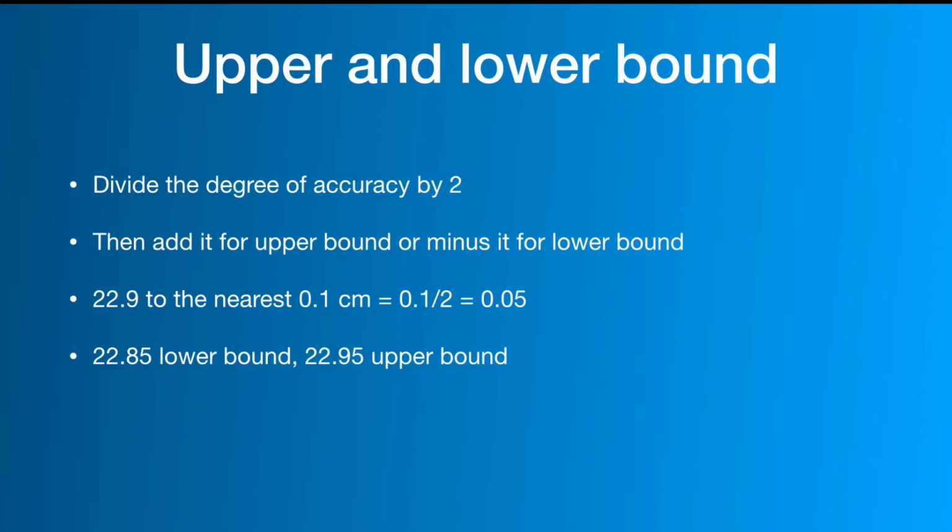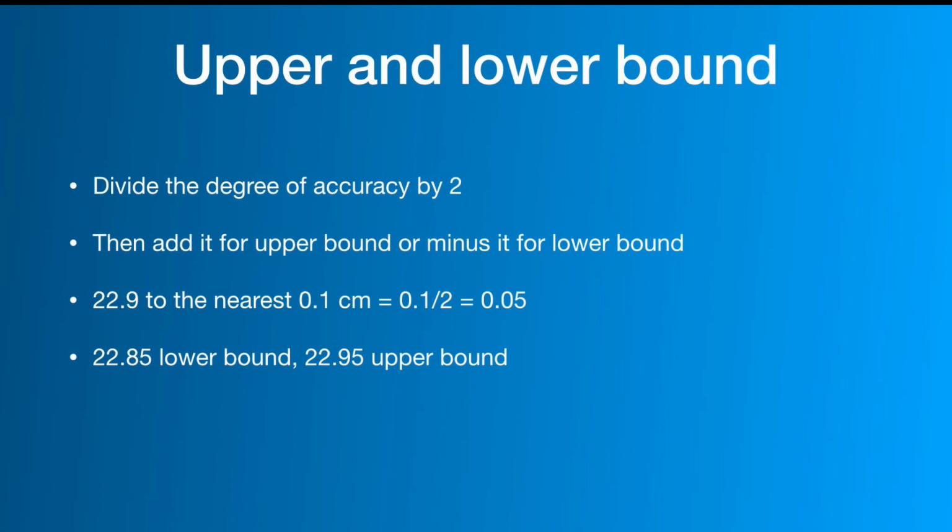First is upper and lower bound. When there's an estimated number, you will want to find out the highest value and the smallest value, and that is the point of upper and lower bound. The concept is basically dividing the degree of accuracy by 2, then add it for upper bound or minus it for lower bound. As an example, 22.9 to the nearest 0.1 centimeter.